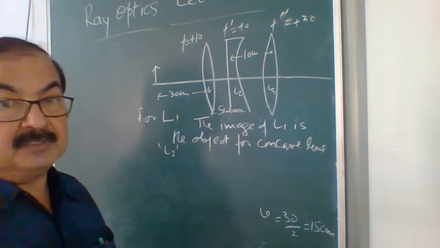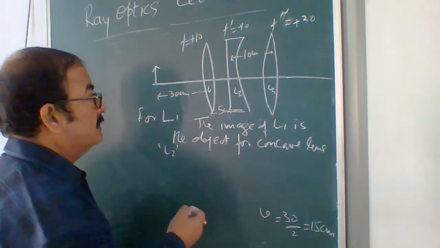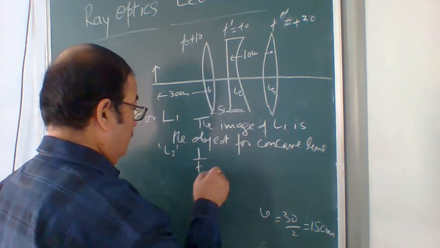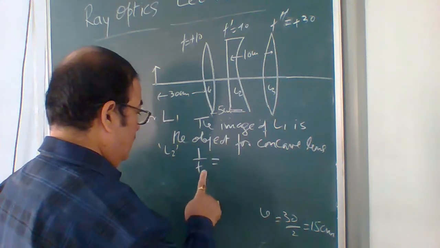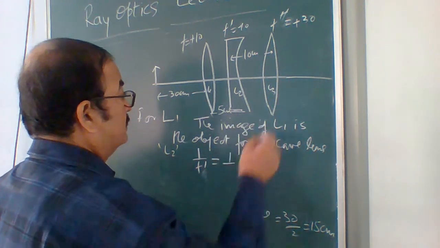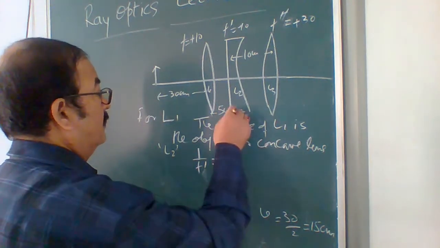बन रहा है, ठीक है. तो ये देखते हैं कहाँ पर बन रहा है. Let us check. 1 upon f2 equal to f dash equal to 1 upon v minus 1 upon u.